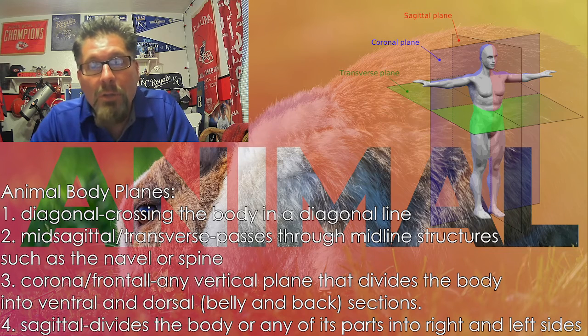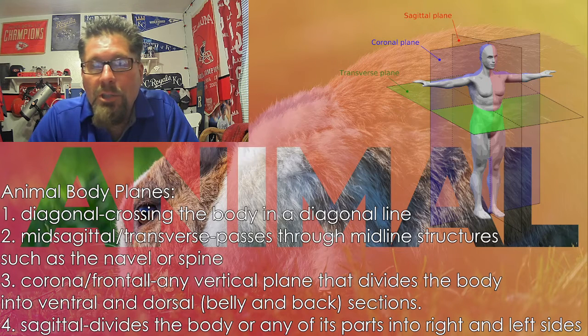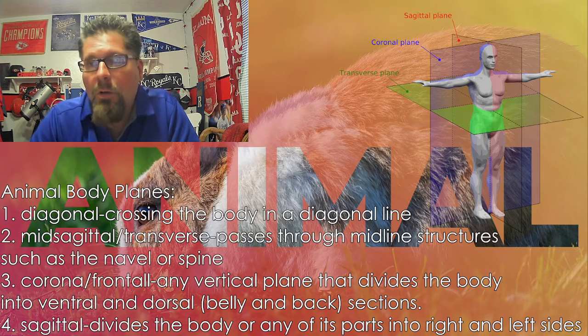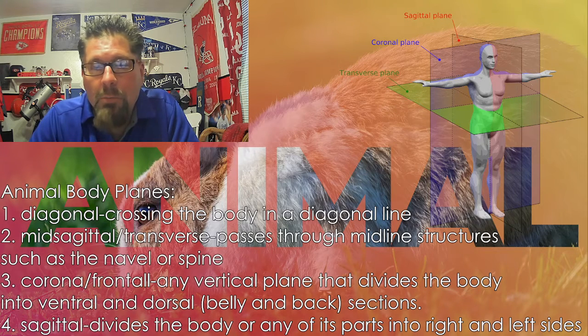It's the same line separating the top from the bottom, but their body position is a different plane than ours. We're upright. They're walking on all fours, so it'd still be a transverse plane if I had a plane that separated the top part of the dog from the bottom part, just at a different angle than ours.